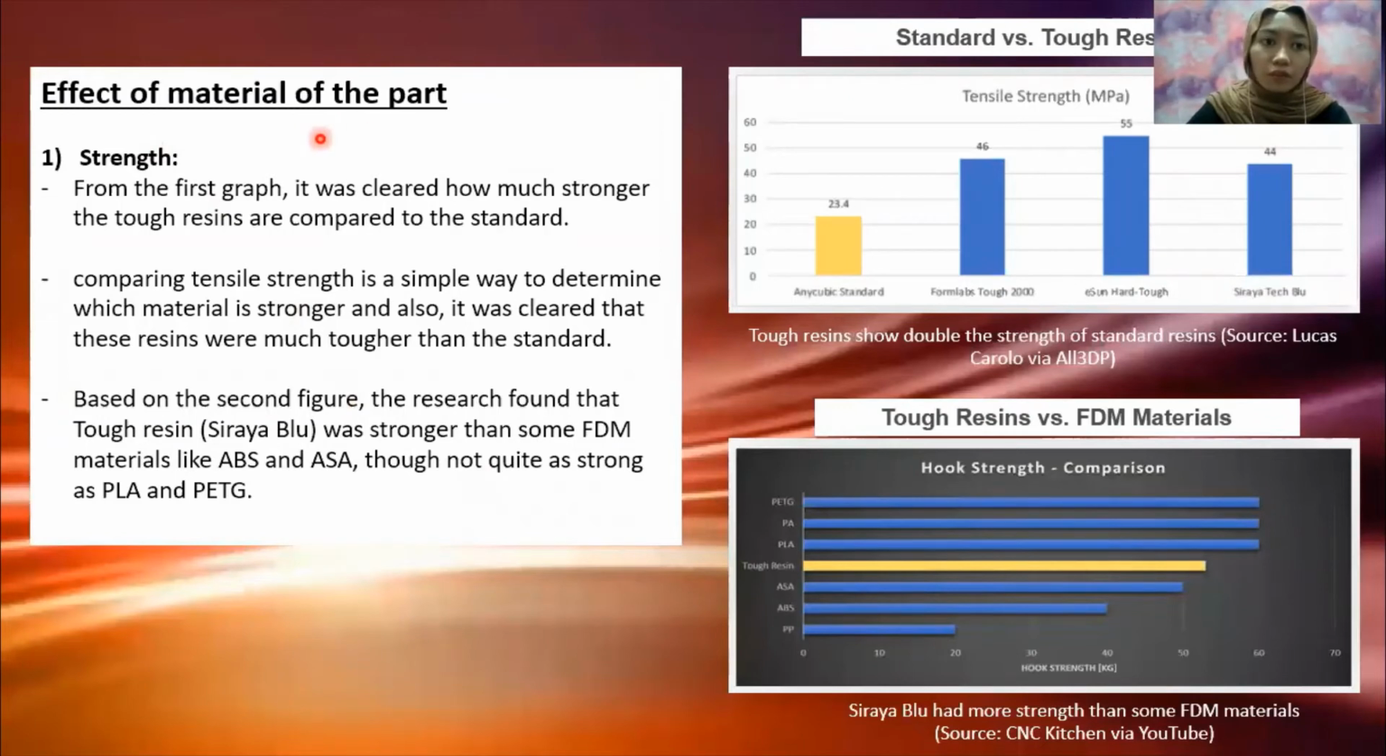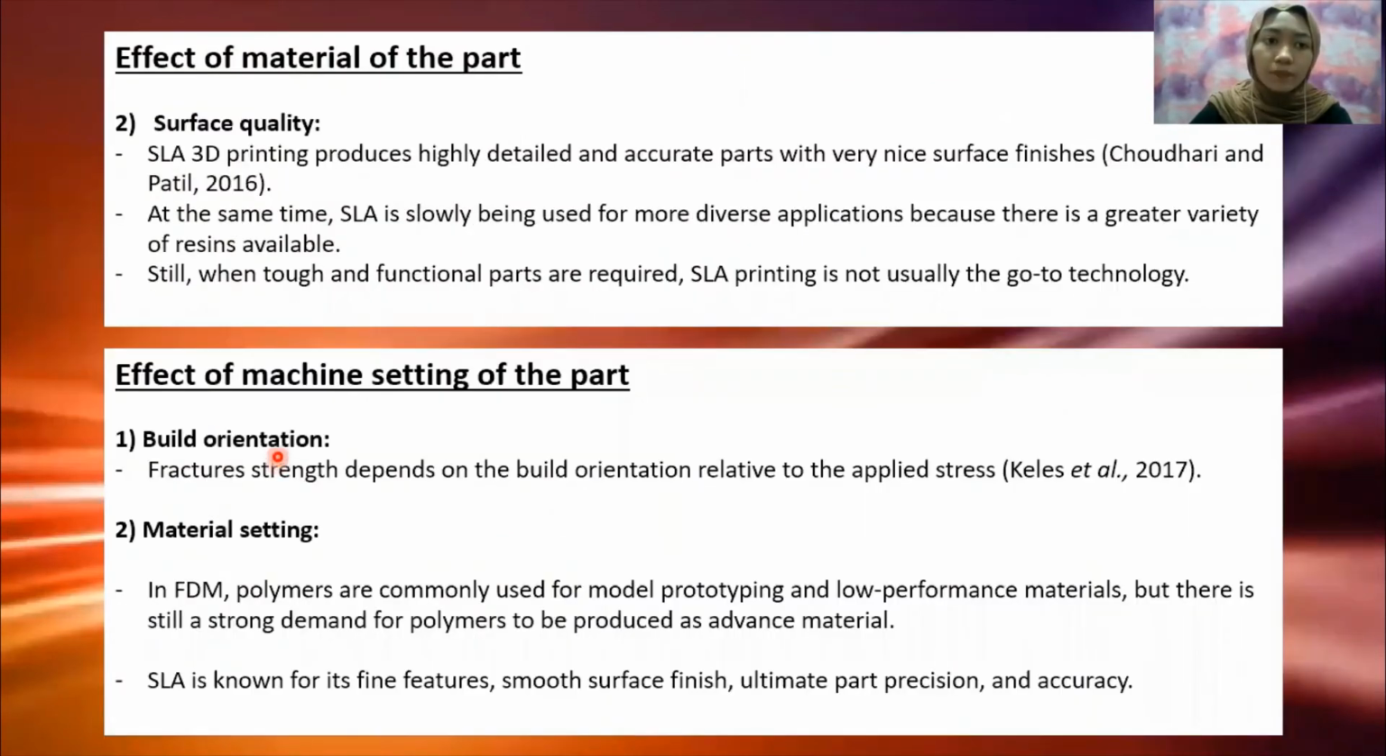Effect of material of the part. First, strength. From the first graph, it was clear how much stronger the tough resins are compared to the standard. Comparing tensile strength is a simple way to determine which material is stronger, and it was also clear that the tough resin was much tougher than the standard. Based on the second figure, the research found that tough resin, which is Siraya Blue, was stronger than some FDM materials like ABS and ASA, though not quite as strong as PLA and PETG.